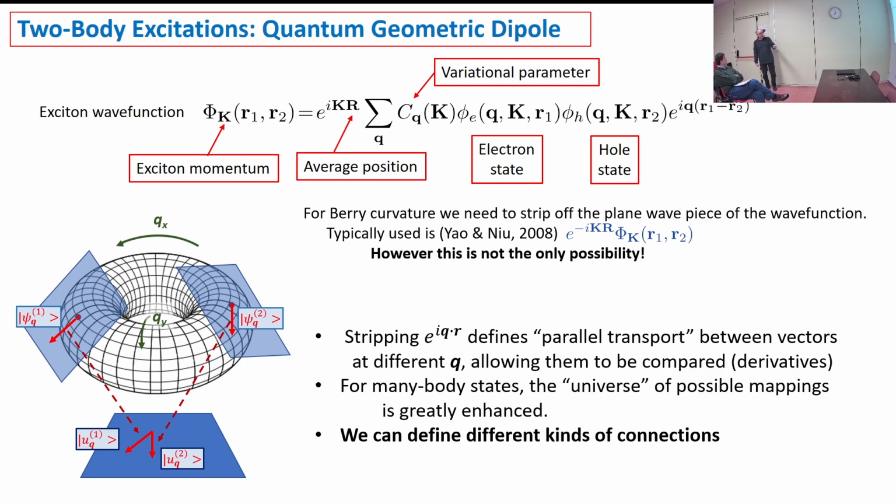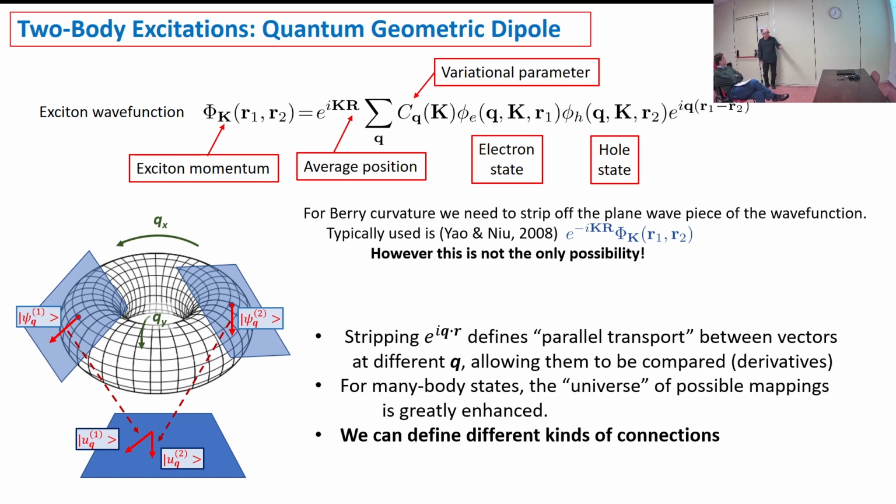Indeed, if you try to build a connection directly from the wave function, it wouldn't make sense, because if you take the difference between the q's to be small, the limit is not smooth. You can't really do that derivative. So in order to take differences or derivatives, we need to bring our vectors onto a common plane. And that is actually what you're doing when you strip off that plane wave piece. You're putting the vectors into some plane so that you can compare them, so you can look at derivatives and differences and things like that.